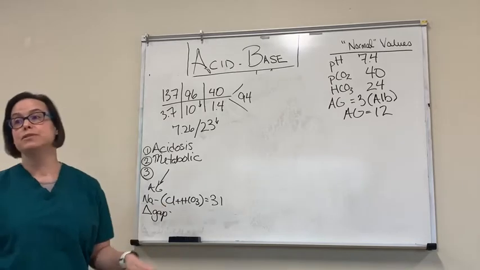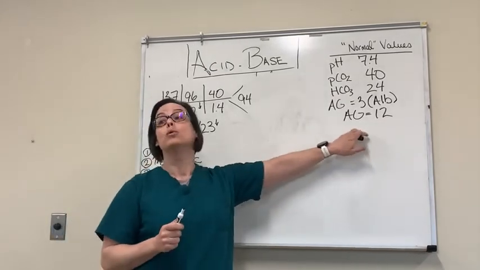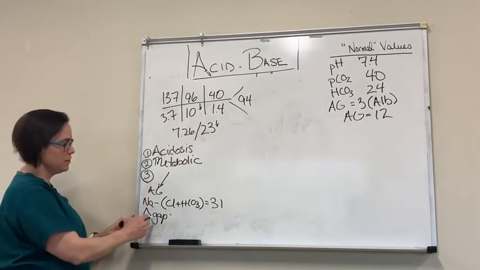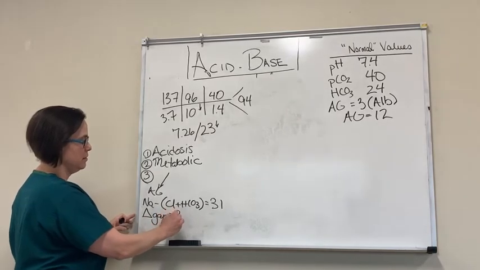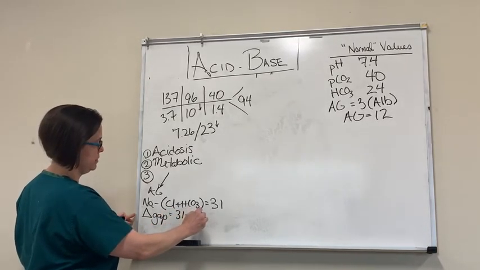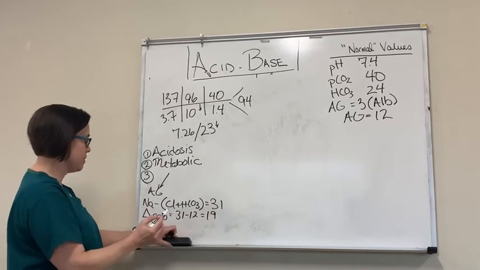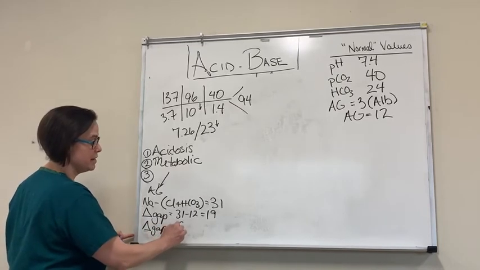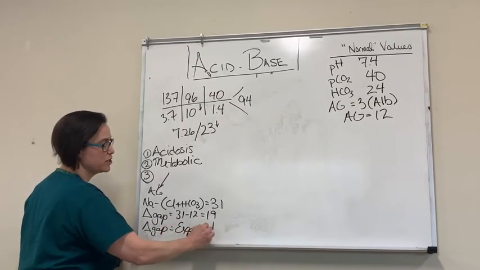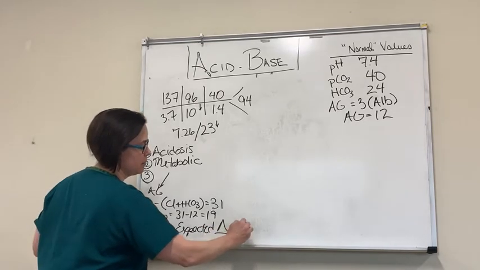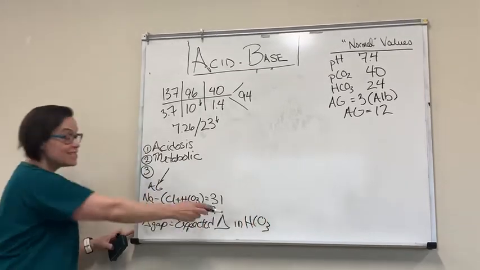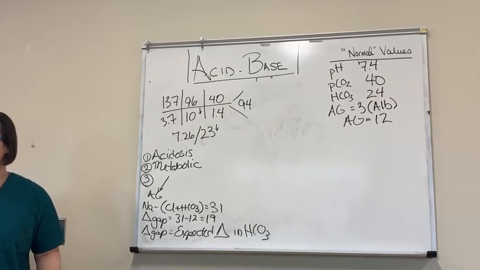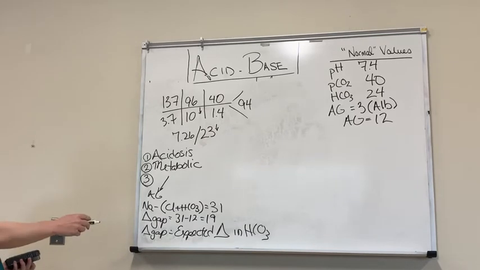I want to be careful what you said. So you said the expected anion gap. I want the normal, okay. A normal anion gap, because we're going to figure out what the expected is. Okay. So your delta gap is 31 minus 12, which is 19. Okay. What does that number represent? It's your expected change in your bicarb. Okay, that's the one sentence that saved my neck in understanding this. That's why I'm really trying to drill that in. So that's your expected change in bicarb.